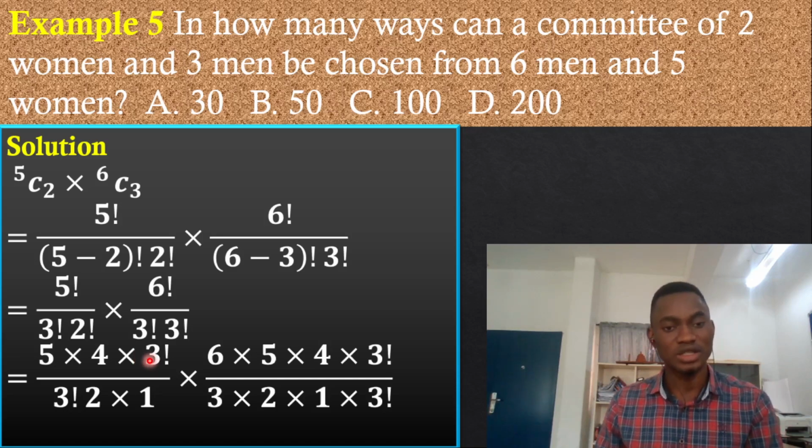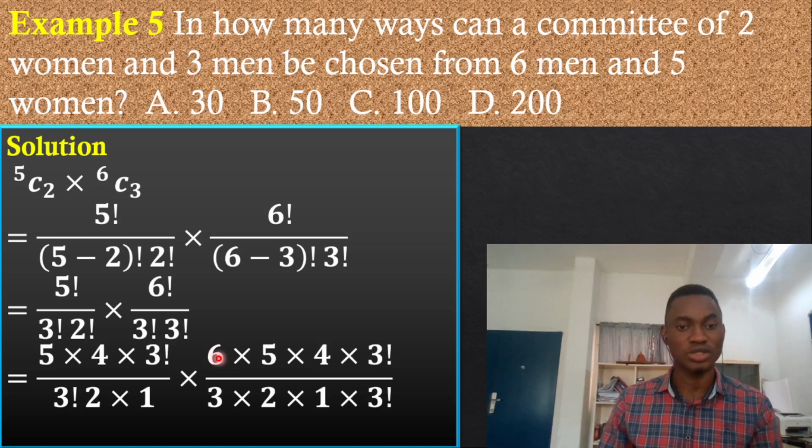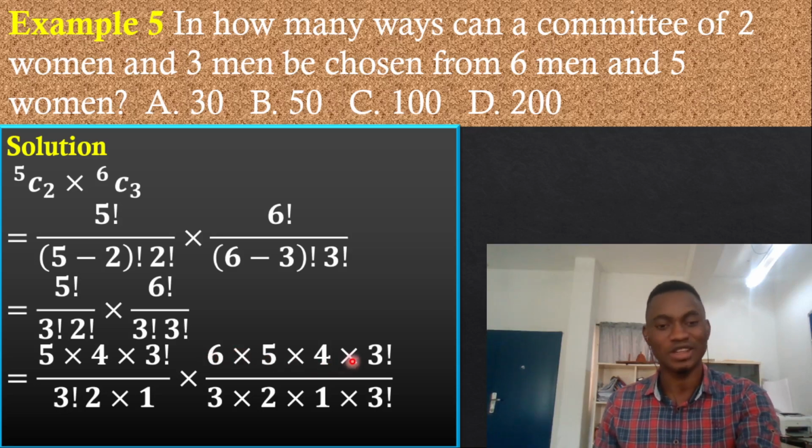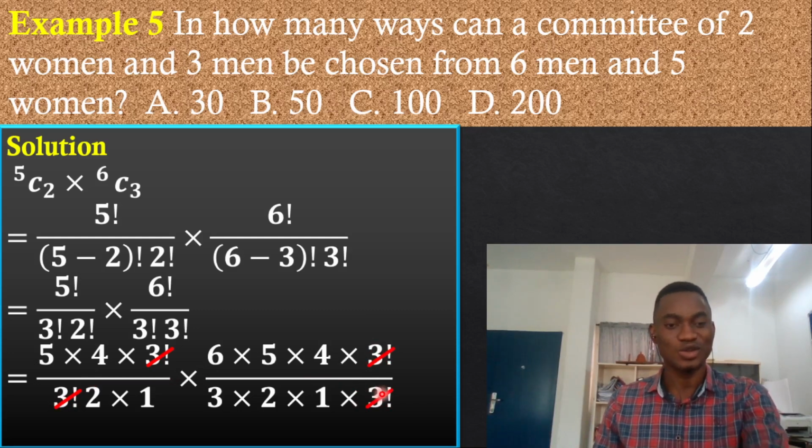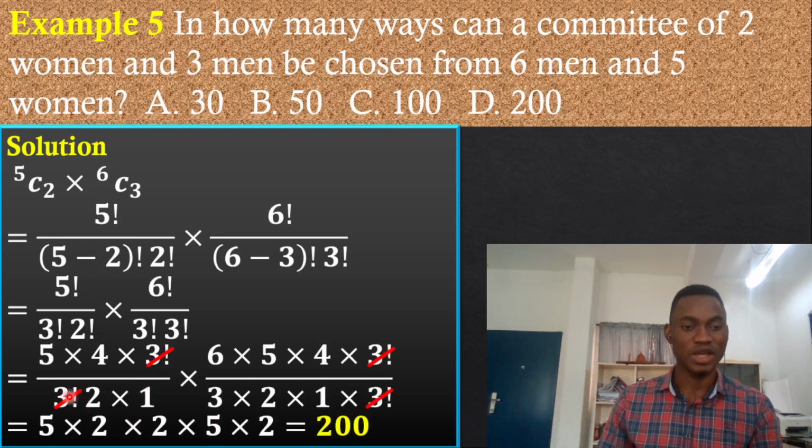Is that clear? Then 6 factorial can as well be expressed as 6 times 5 times 4 times 3 factorial. So 3 factorial up can go with this 3 factorial down. Also, this 3 factorial at this side can also cancel this 3 factorial down. So what we have left is 5 times 2. How do we get this 2? This 4 up can be reduced by this denominator 2, so it can reduce our 4 to 2. So we have 5 times 2, then times 2 times 5 times 2.